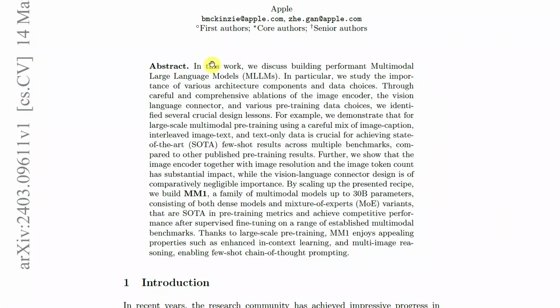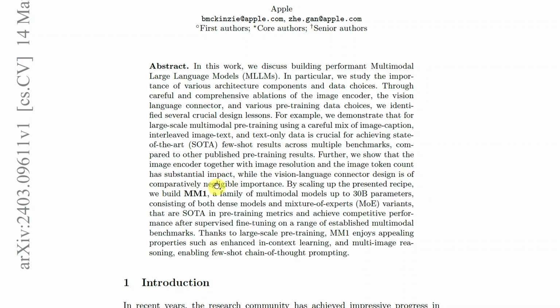In this work, we discuss building performant multimodal large language models. In particular, we study the importance of various architecture components and data choices. Through careful and comprehensive ablations of the image encoder, the vision language connector, and various pre-training data choices, we identified several crucial design lessons. For example, we demonstrate that for large-scale multimodal pre-training, using a careful mix of image-caption, interleaved image-text, and text-only data is crucial for achieving state-of-the-art few-shot results across multiple benchmarks compared to other published pre-training results. Further, we show that the image encoder together with image resolution and image token count has substantial impact, while vision language connector design is of comparatively negligible importance.